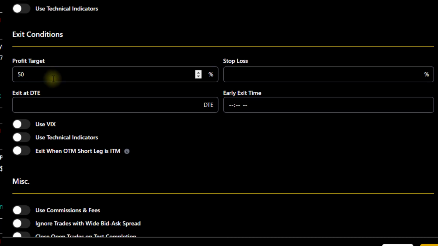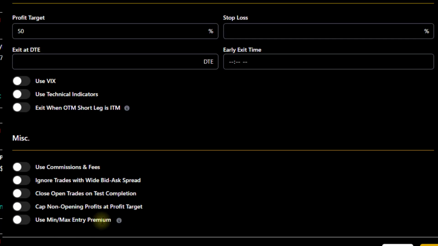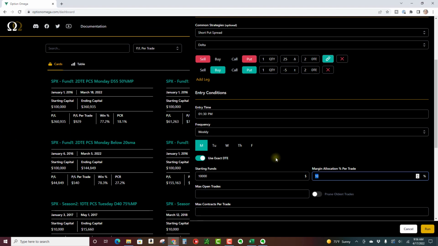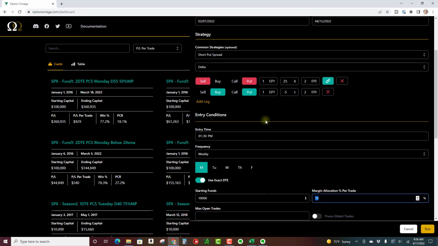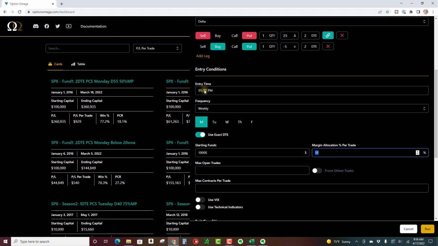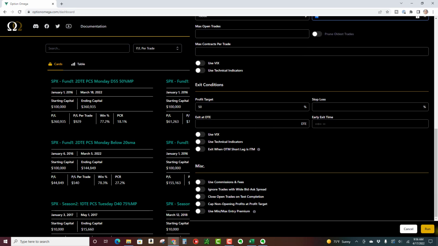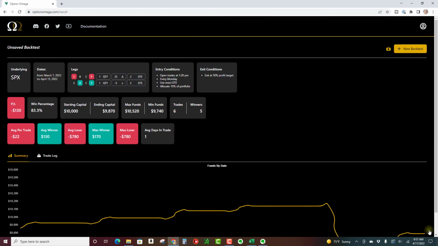We're going to do a 50% profit target. They've added a bunch of things in here that I haven't taken advantage of. I do not have commissions and fees on there. So keep in mind that these results will not have commissions and fees taken out. But just to get a general idea, we're selling this put credit spread in the afternoon on Monday, and we're going to allocate 10% of the $10,000 allocation to the strategy. And let's go ahead and run it. Let's see what it does.